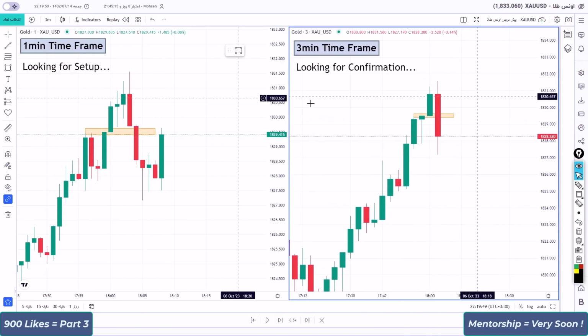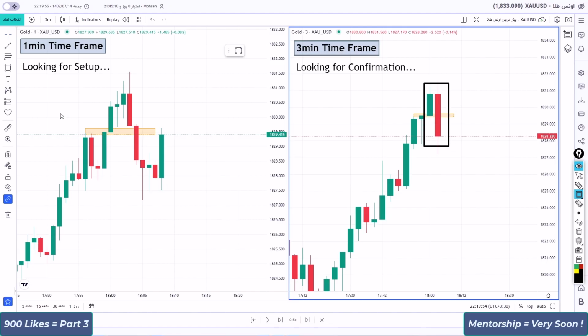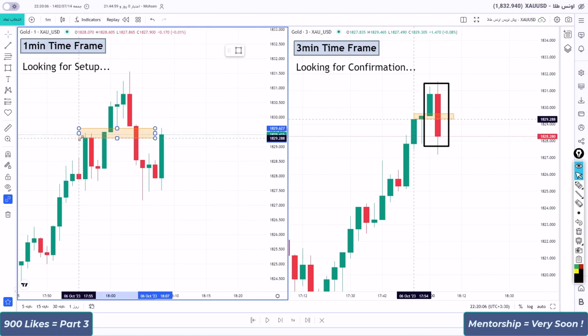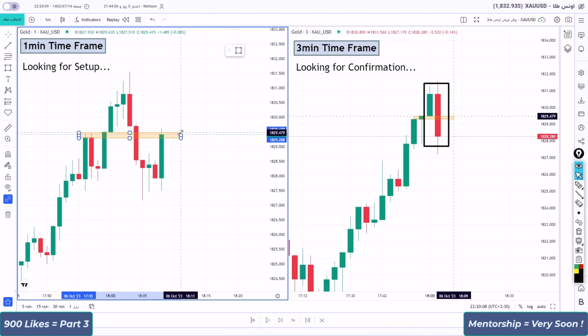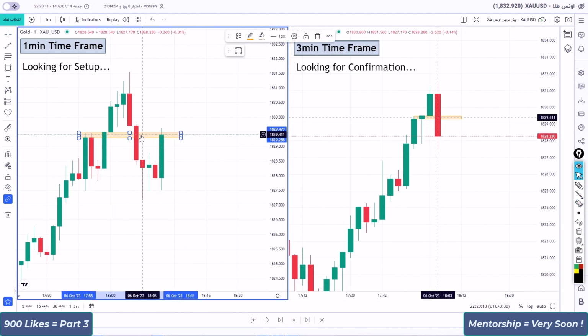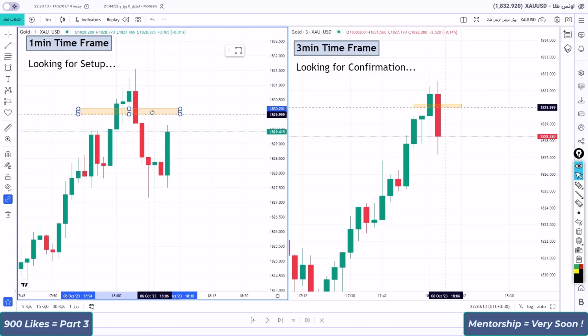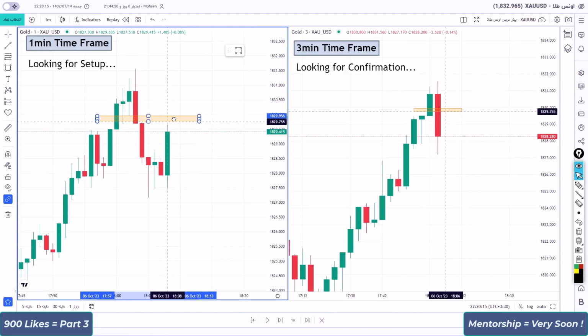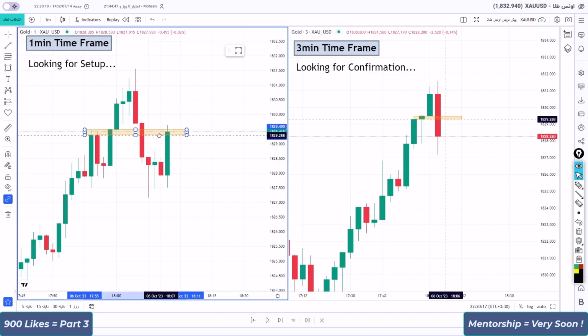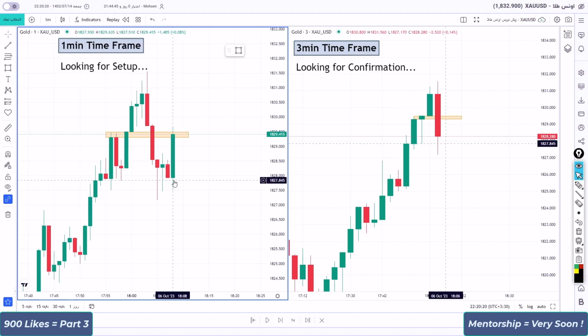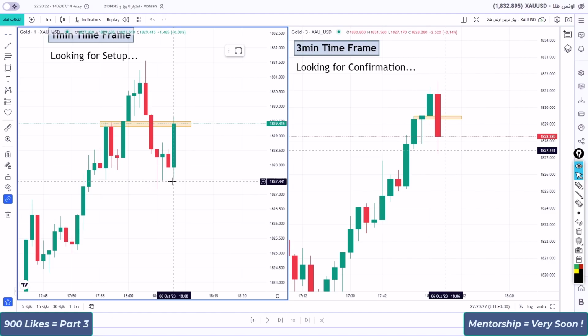And what was the confirmation? An engulfing pattern. Do we have the confirmation? Yes. Do we have the setup? Yes. Where's the setup? The setup is at our entry. All right. So now let me adjust this one a little bit. Okay. Now look at this one. If I move this box, it also moves on this other chart. So it means that it's the same chart and they are basically related to each other.